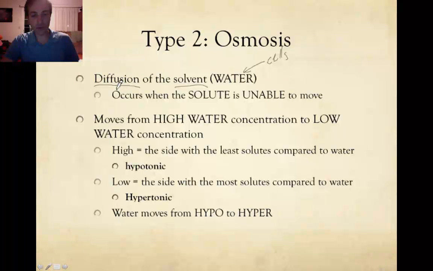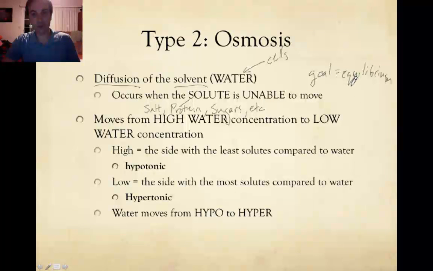Now, when does this occur, or why does this occur? It generally occurs when the solute is unable to move. In other words, solute, which would be things like salt, could be protein inside the cell, could be sugars inside the cell, whatever your solutes are, they're unable to get through that semi-permeable membrane. And so instead of the solutes moving, the water will move, but the goal is still the same. The goal in both cases is equilibrium. Standard diffusion just moves the solute, it would move the salt, the protein, the sugar, etc. to get to equilibrium. In this case, water has to move to get to equilibrium.